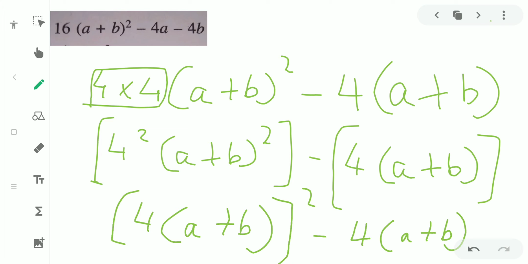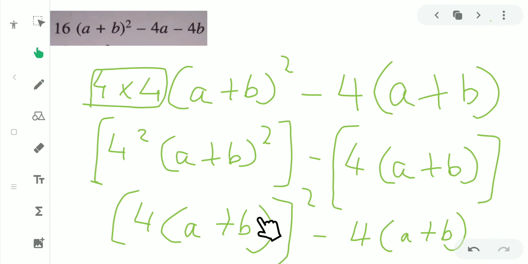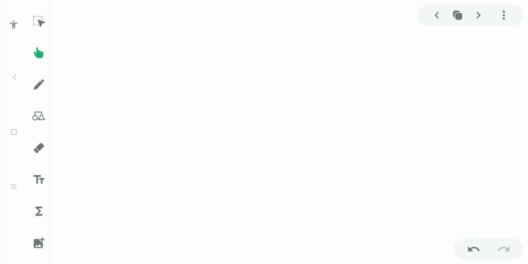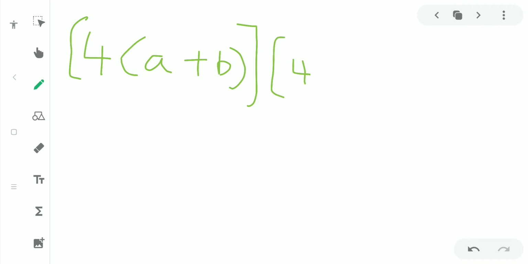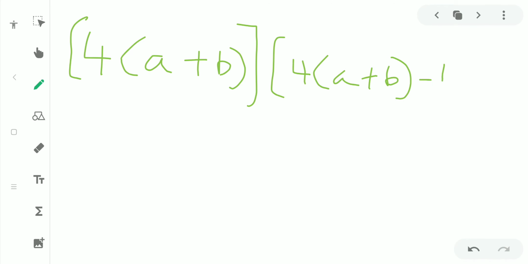minus 4 into a plus b. So now let us solve it. So if I take 4 into a plus b whole square, so 4 into a plus b into 4 into a plus b minus 4 into a plus b. So I am writing it down.